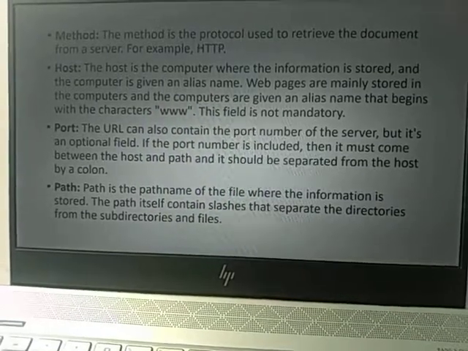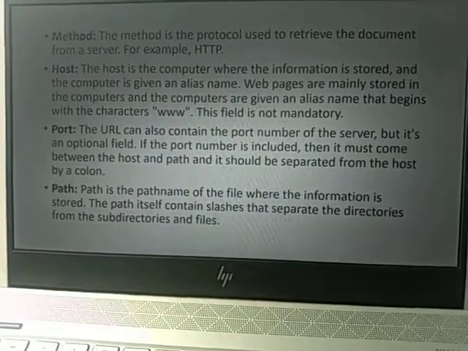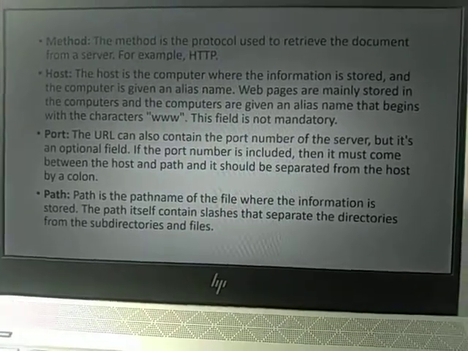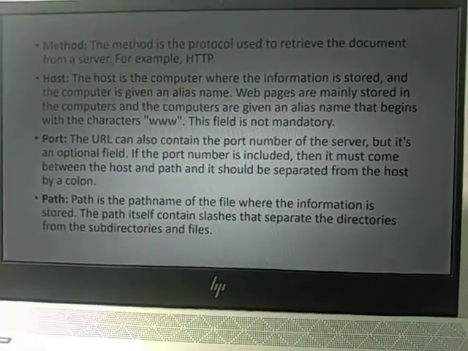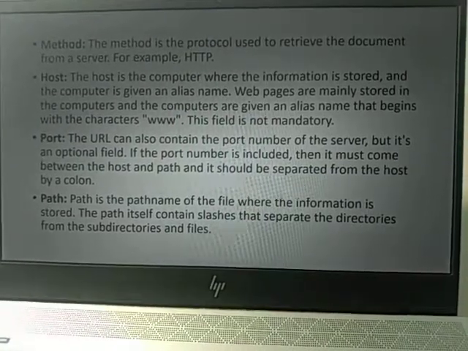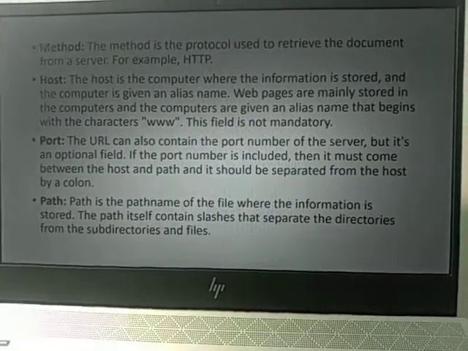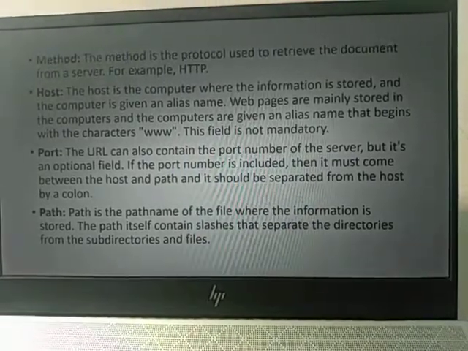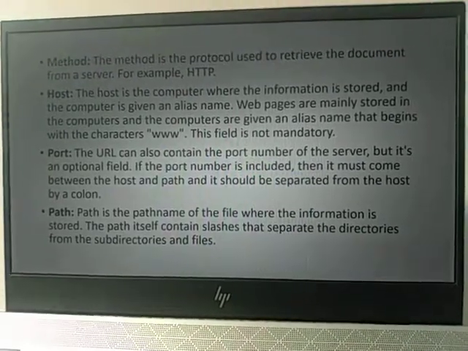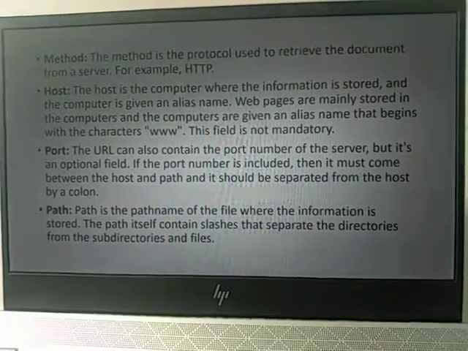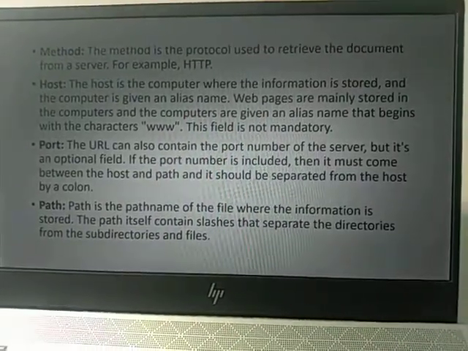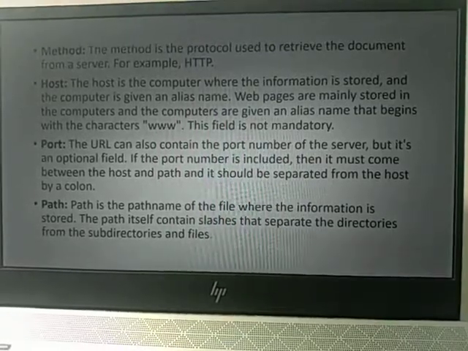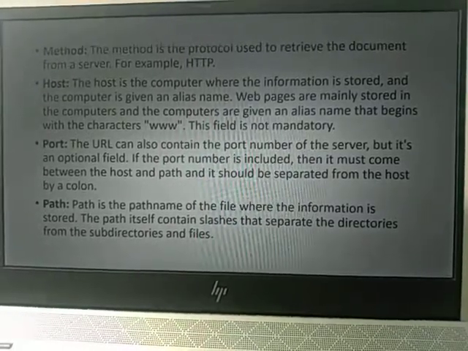Third one will be the port. The URL can also contain the port number of the server, but it is an optional field. If the port number is included, then it must come between the host and the path, and it should be separated from the host by a colon. The last one will be the path. Path is the path name of the file where the information is stored. The path itself contains slashes that separate the directories from the subdirectories and the files.